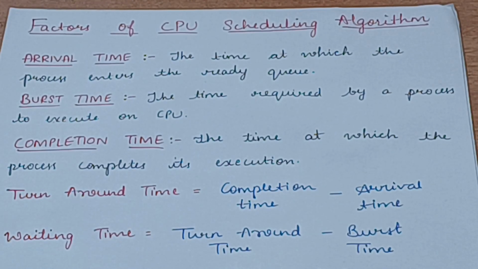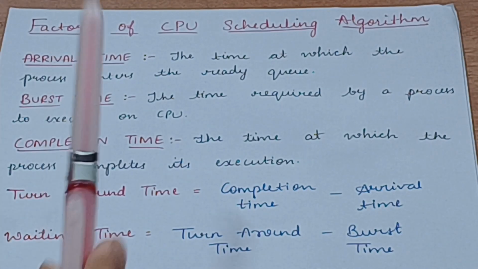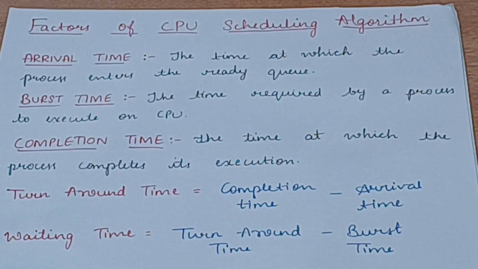Then you have completion time. Completion time is the time at which the process completes its execution. You shouldn't get confused between burst time and completion time. They are totally different. Burst time is the time you actually require to complete the process, but completion time is the time when you actually completed the process.